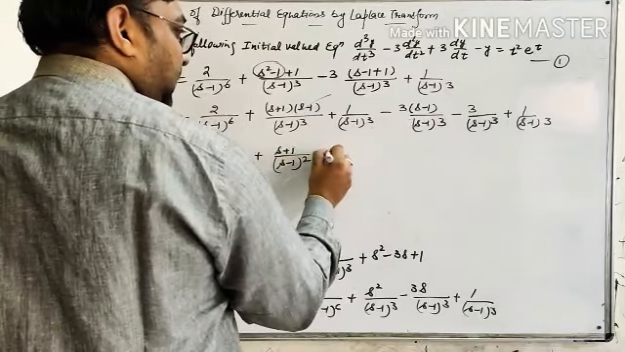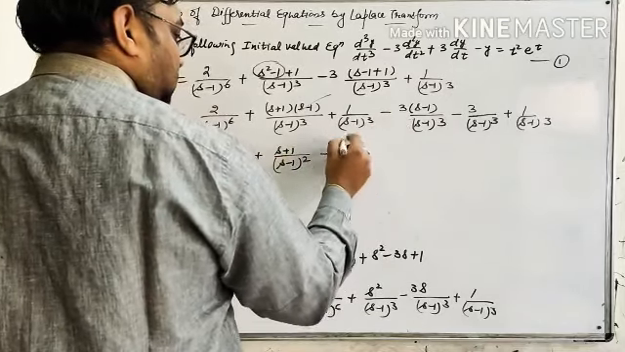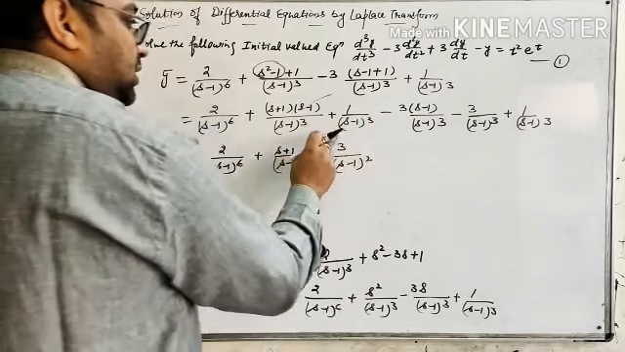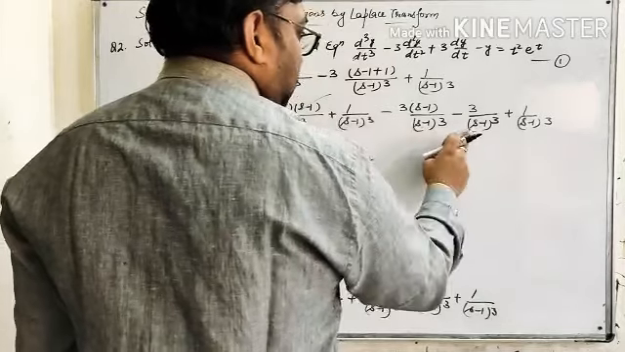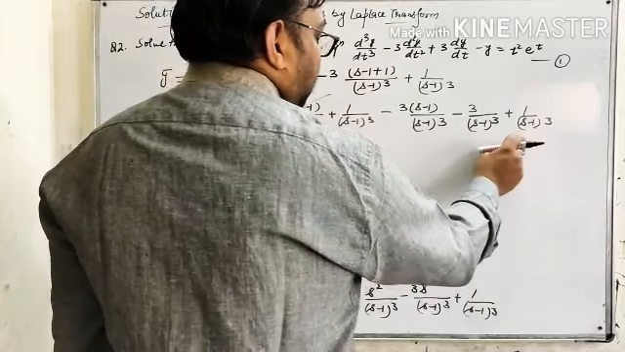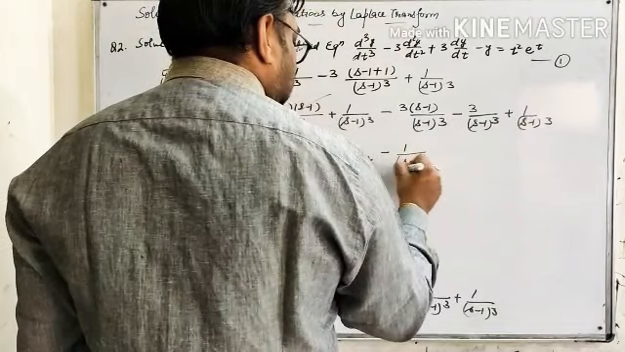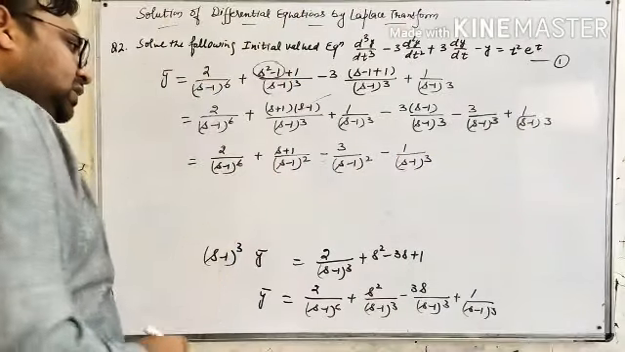This is minus 3 upon s minus 1 square. This is 1 upon s minus 1 cube minus 3 upon s minus 1 cube plus 1 upon s minus 1 cube, that is minus 1 upon s minus 1 cube. Now this s plus 1 is also remaining.